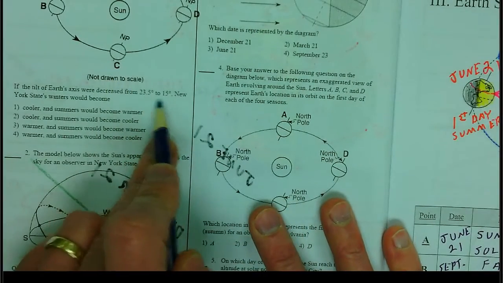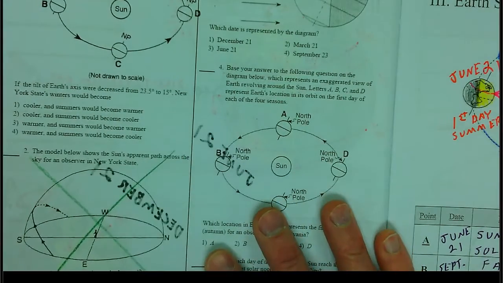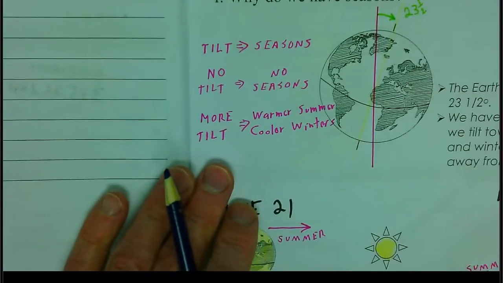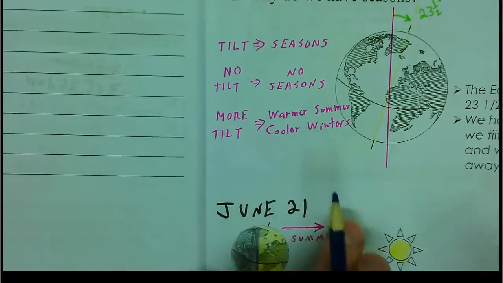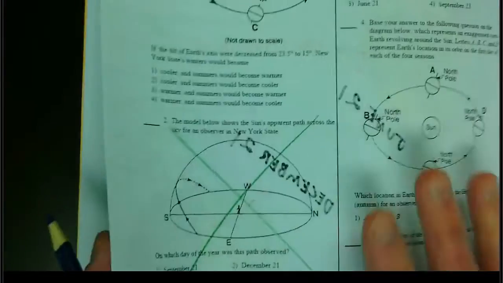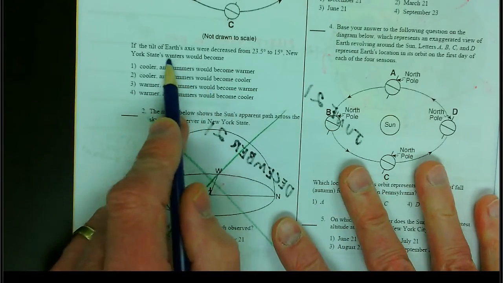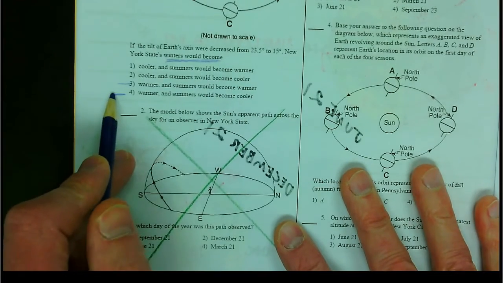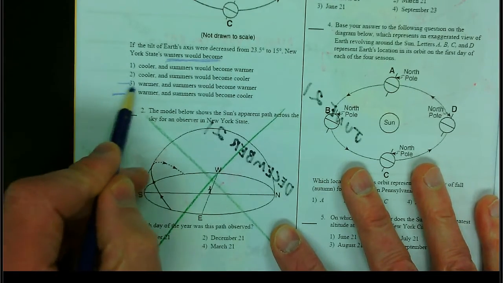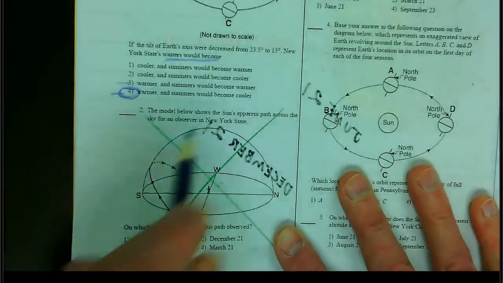This question is not asking about more tilt. We're saying, what if we had less of a tilt? Well, we'd still have summer, but our summers would be a little bit cooler. We still have winter, but our winters would be a little bit warmer. So let's take a look at the answers. Correct answer is winters would become a little bit warmer and our summers would become a little bit cooler. So the correct answer to 1 is 4.